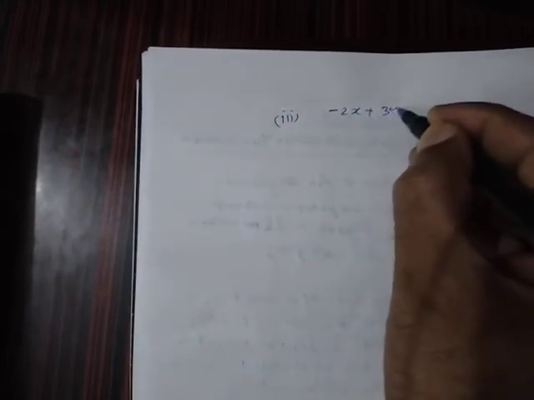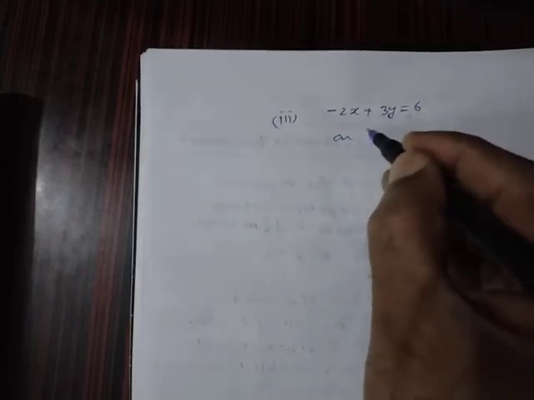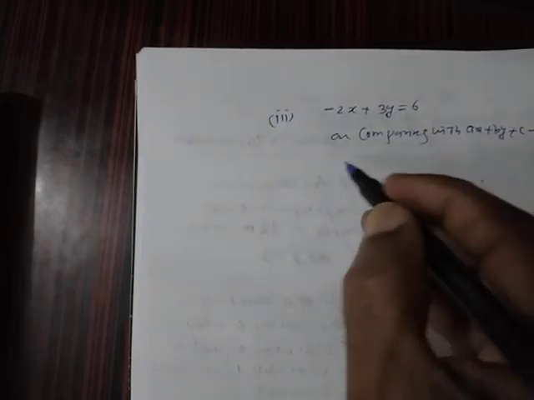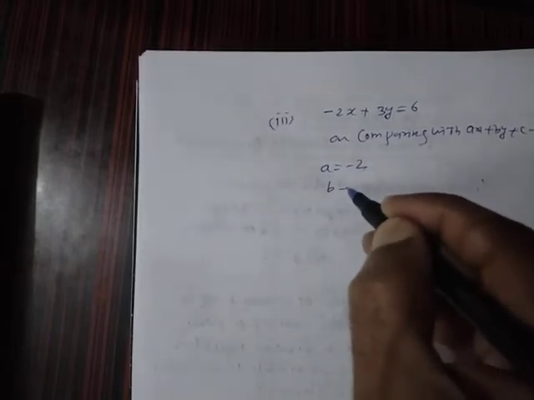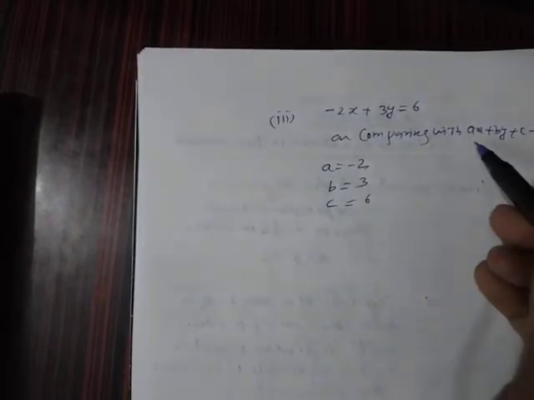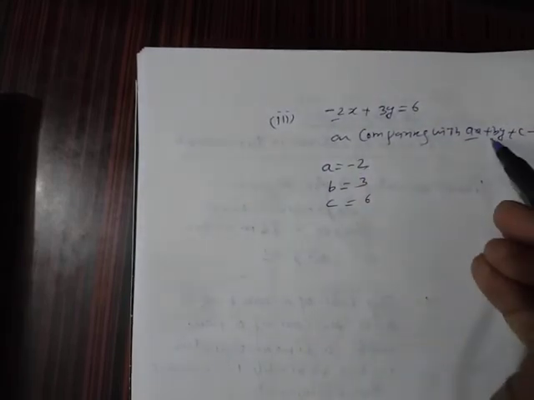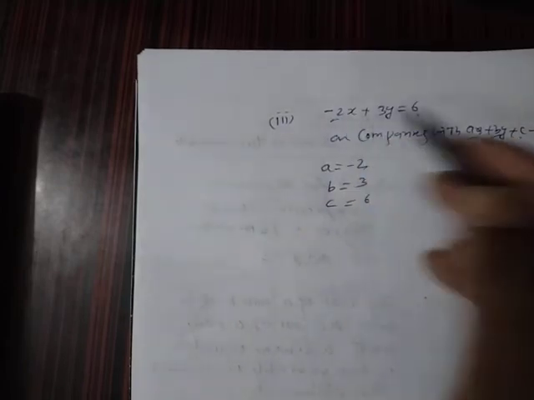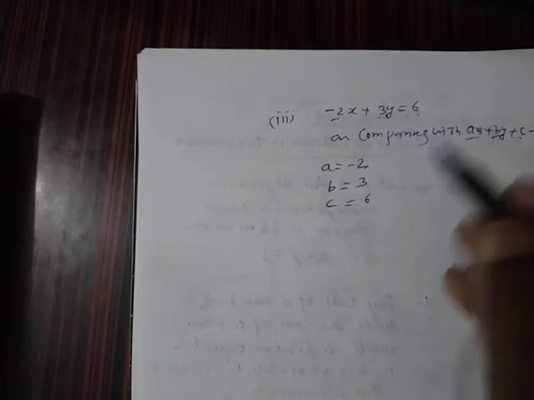Next, third part, minus 2x plus 3y is equal to 6. On comparing with ax plus by plus c is equal to 0, a is equal to minus 2, b is equal to 3 and c is equal to 6. The coefficient of x is a, the coefficient of y is b and the constant is c.